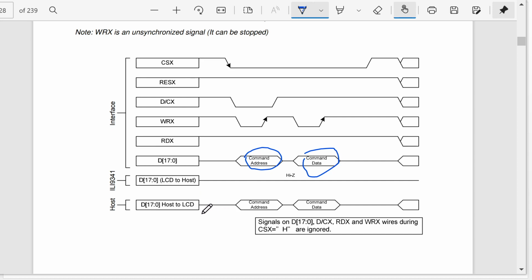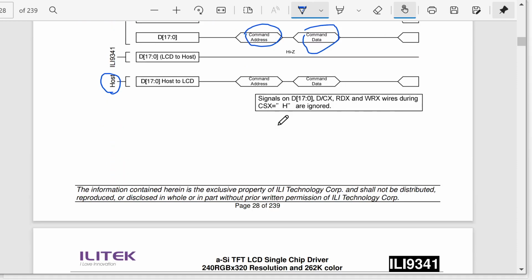So this is for the write signal, for the write processing. At this moment, this is the host, which is your MCU or your FPGA. This is the LCD. So we send out the register address on the data bus, and then we send out the register value on the data bus at this position. At this position, the DC is high level. At this position, the DC is low level. Okay? So this is for the write.